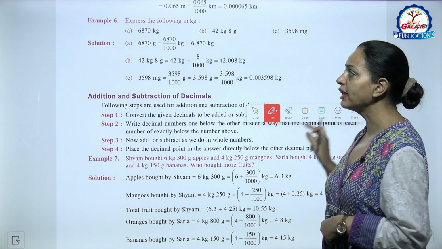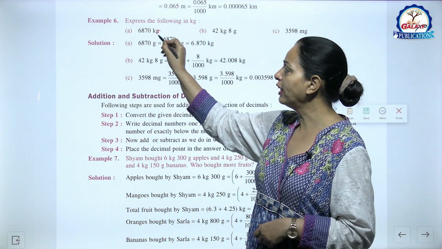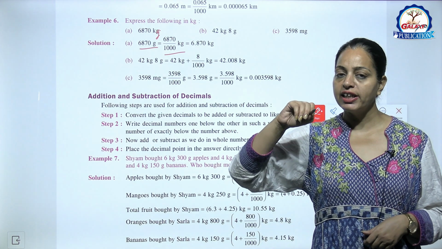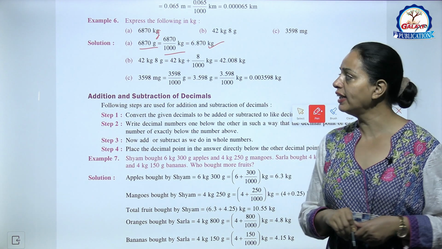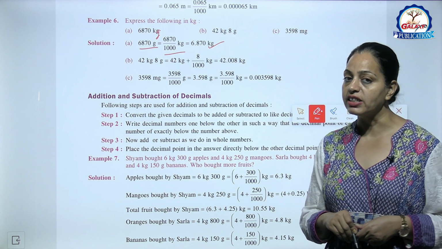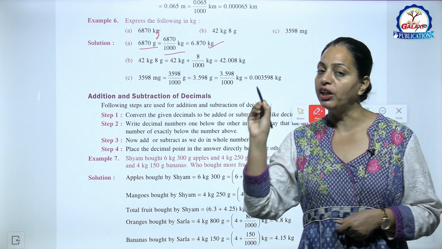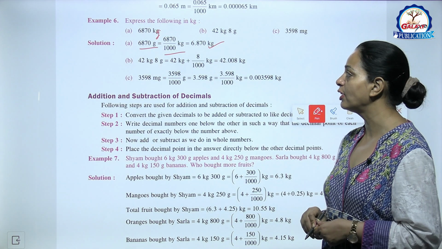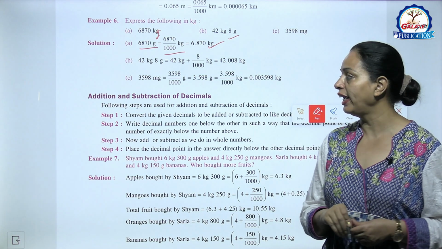Now example 6, express the following in kg. A part, 6870 gram. So gram को kg में कैसे convert करेंगे, divide by 1000. So answer is 6.870 kg. क्योंकि नीचे 3 zero हैं तो हम decimal कहाँ लगाएंगे, 3 digit से पहले. So answer is 6.870 kg. The next is B part, 42 kg and 8 gram.